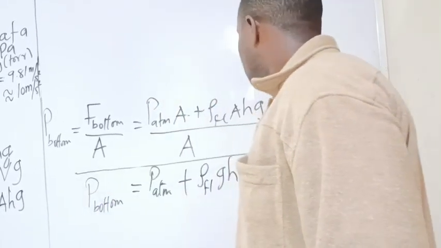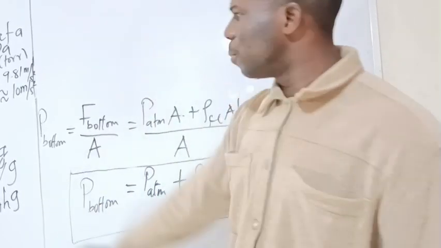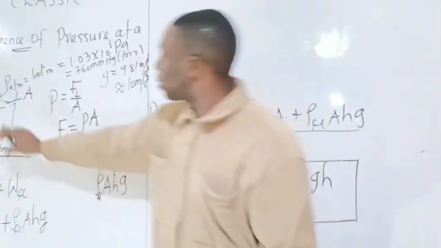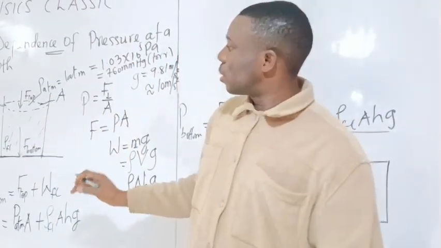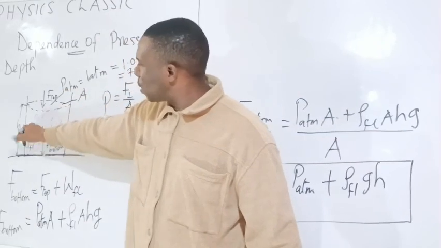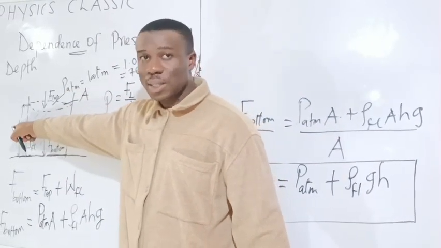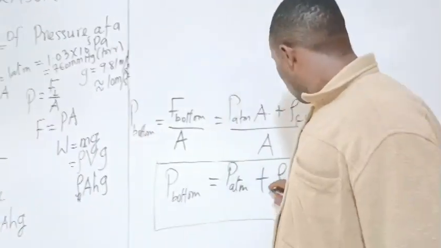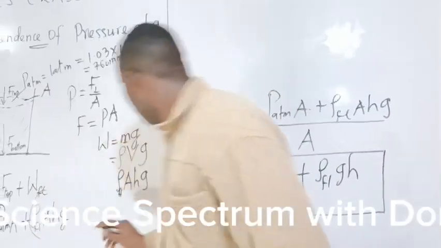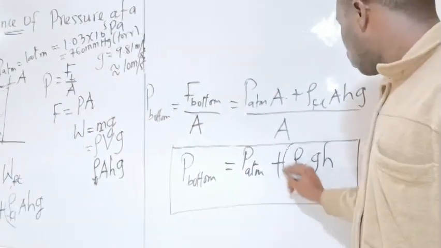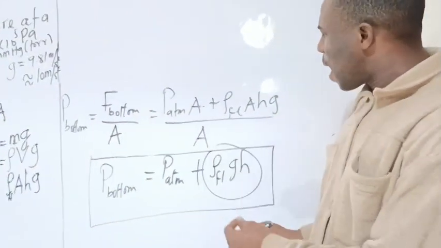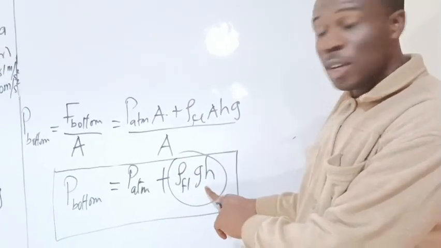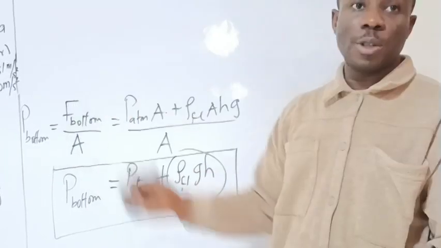And of course, this does not only hold for the bottom or the depth of the fluid. It also holds true for any 2 points in the fluid. Because if you increase the depth by H, the pressure on the fluid increases by this amount, by rho GH. So for every height you are submerged into a fluid, the pressure increases by this. So the sum of the two gives you the total pressure right at the bottom where you are.